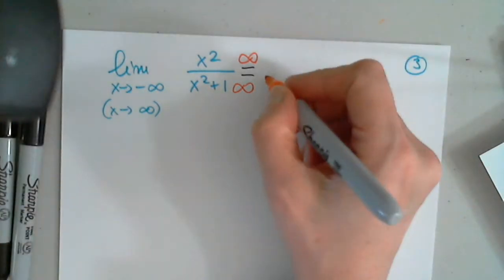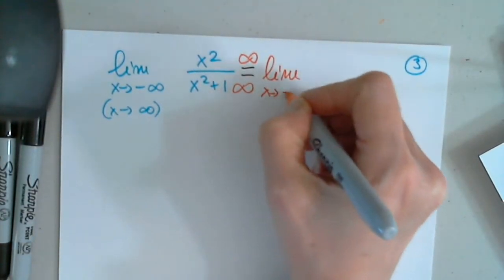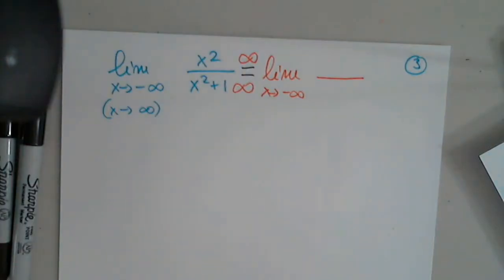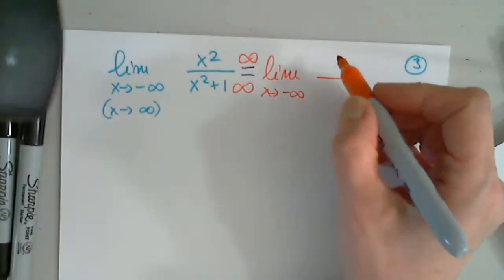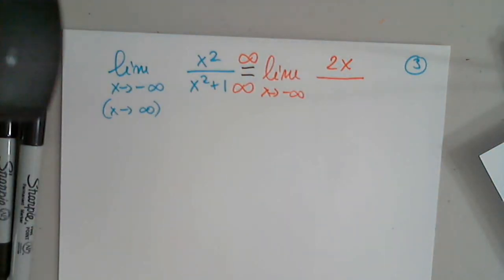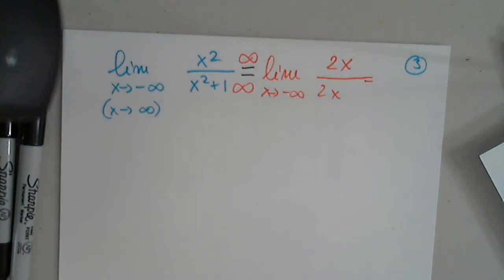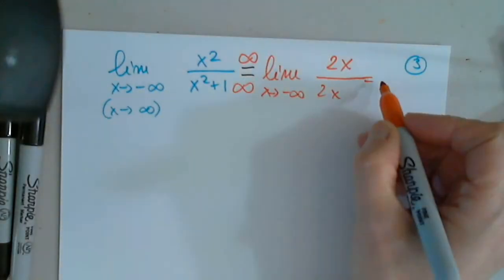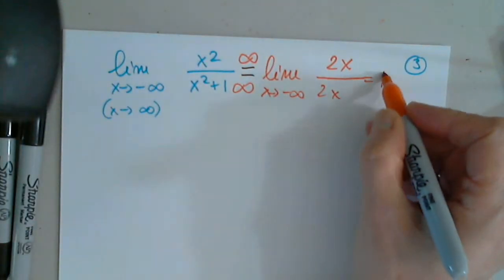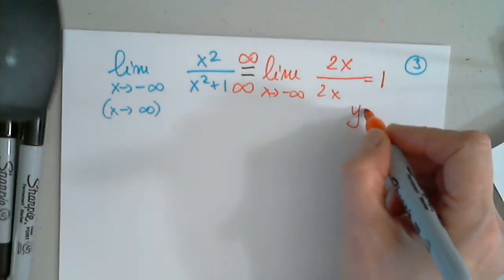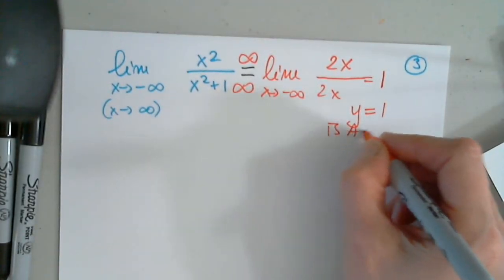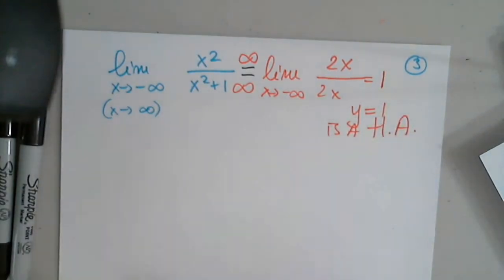L'Hopital's rule. Very good. So this is the limit as x approaches negative infinity. What do I get at the top? 2x. Very good. What do I get in the denominator? 2x. Good. What is the answer? 1. Very good. Which means y equals 1 is a horizontal asymptote.